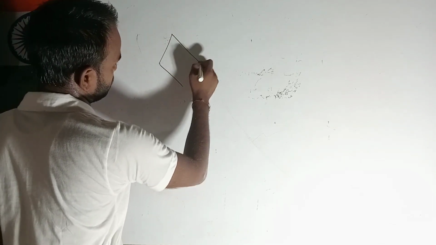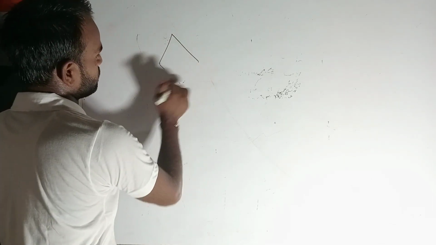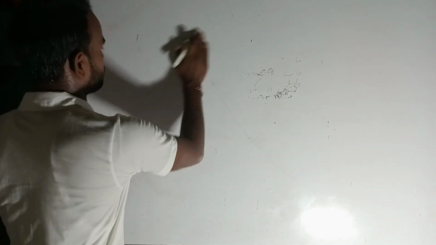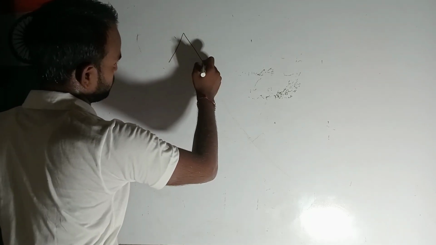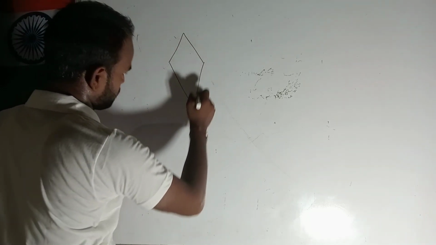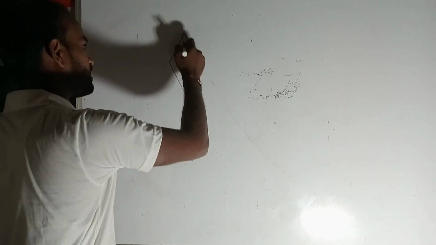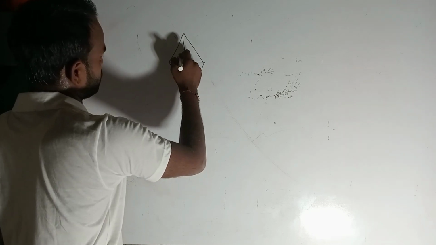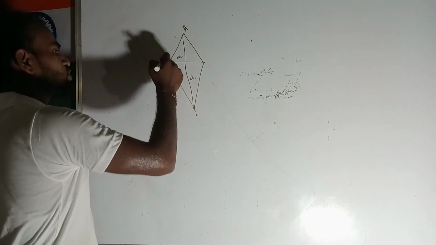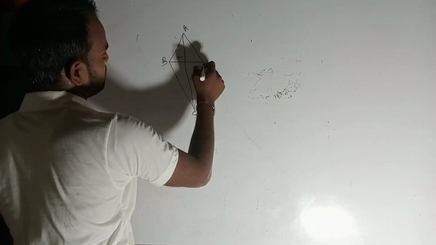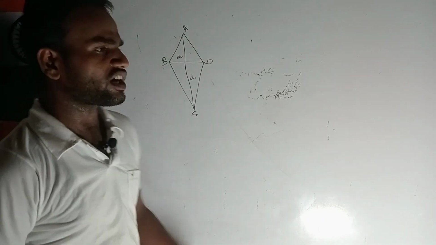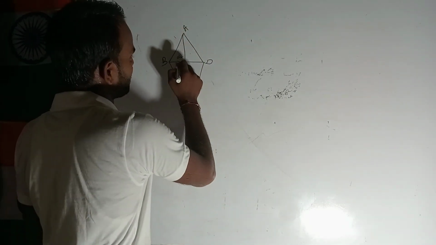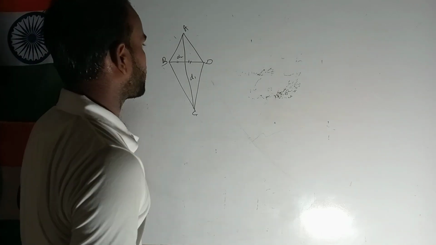This is a kite. Sorry, I am able to draw. This is a kite. This is the long diagonal, this is the shorter diagonal. This is D1 and this is D2. Without going deep, I will tell you some basic properties. First property is that the longer diagonal bisects the shorter diagonal. Bisect means the long diagonal divides the shorter diagonal into two equal parts.